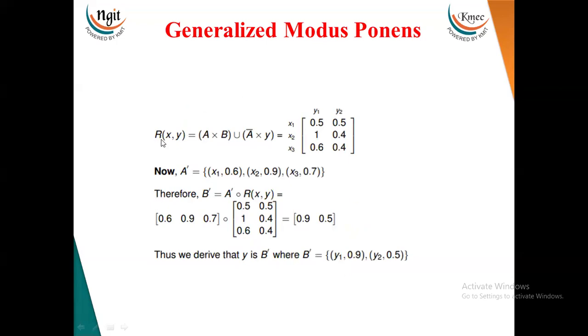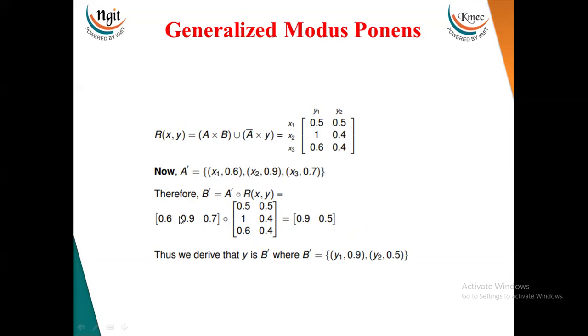So this is our formula now: R = (A cross B) union (A complement cross Y). So you will get the complete relation of X comma Y, that is this one. So how to calculate union? Maximum of two values. Finally, now we have the values of A dash and you have to calculate the B dash value. So what is the formula for that?